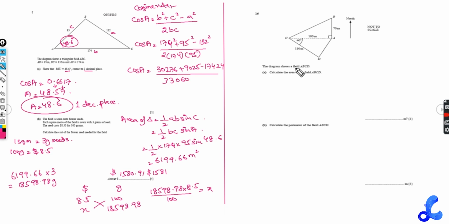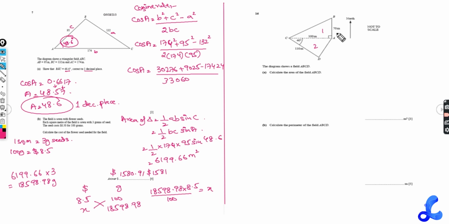So the diagram shows a field ABCD. ABCD is a quadrilateral, as you can see. Calculate the area of ABCD. You need to find out the area for this. Over here, what's happening is you have 2 triangles: triangle number 1, triangle number 2.